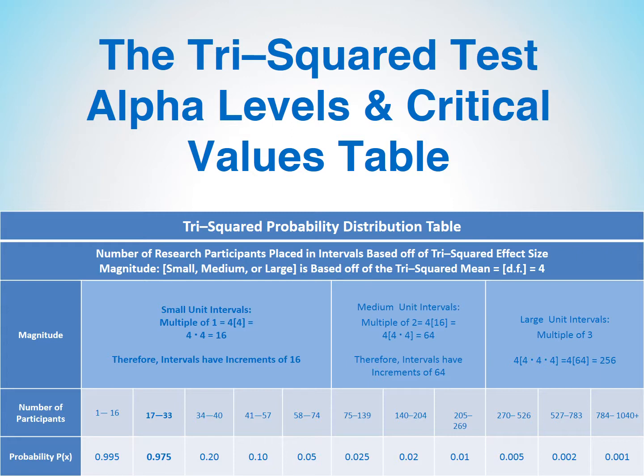The tri-squared test alpha levels and critical values are on a table, once again, that are broken down by the number of participants or the outcomes that are in the center of this particular table, and then the probability needed to reject the null hypothesis. So it all aligns. Arbitrarily selecting an alpha level for the null hypothesis is not needed because that is factored into the exact number as small, medium, or large unit intervals in multiples of 3.